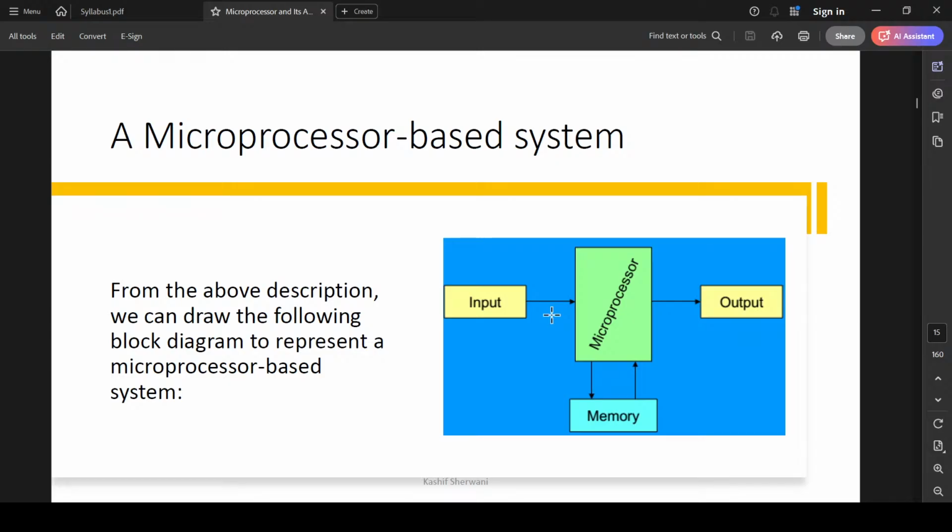There's an input. It goes in the processing unit, that is the microprocessor only, and output. And it can go to and from memory. Easy.